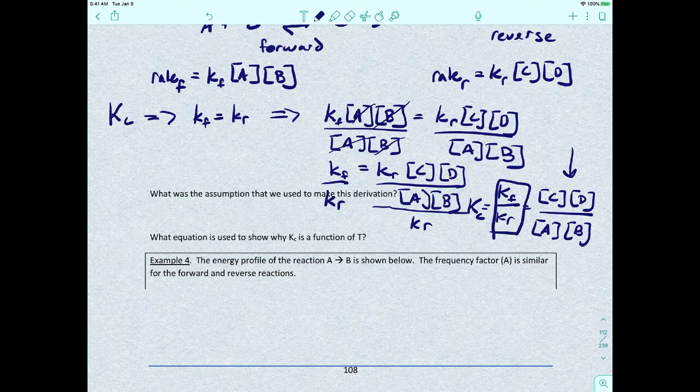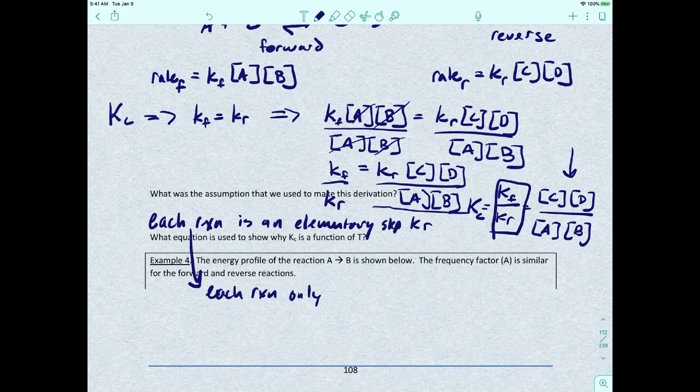There was an assumption that we used to make this derivation: we said that each reaction is an elementary step. In other words, each reaction has only one step, so that the elementary step is really the entire reaction.